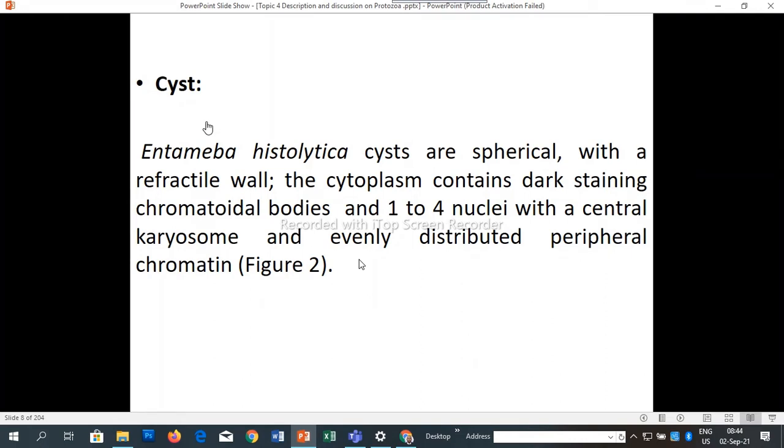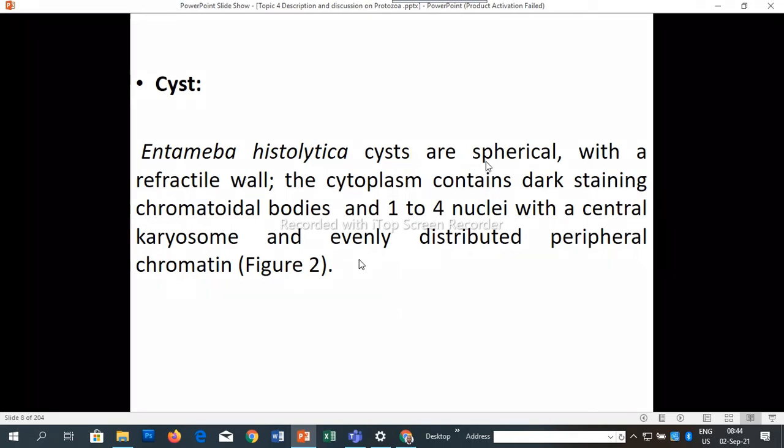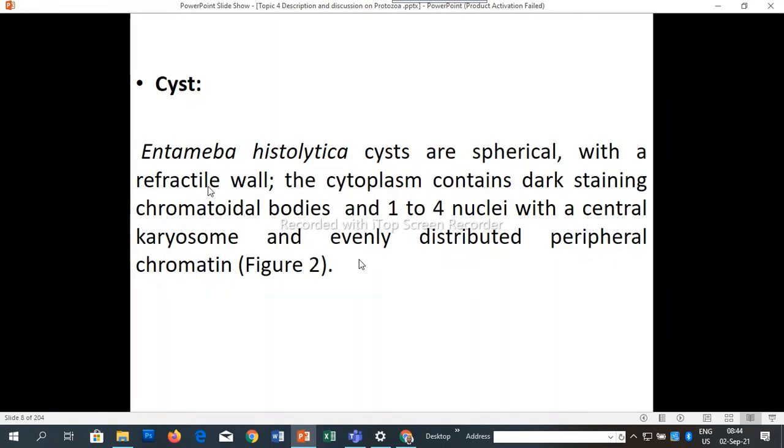Entamoeba histolytica cysts are spherical with a refractile wall. The cytoplasm contains dark staining chromatoid bodies, four nuclei with a central karyosome and evenly distributed peripheral chromatin. Remember, in a previous study, we have seen some parasites that may.